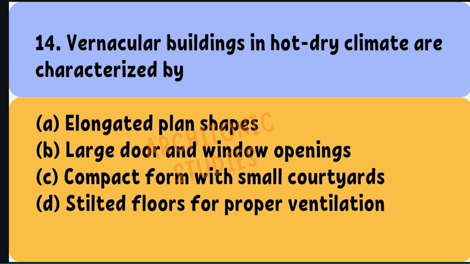Next, vernacular buildings in hot dry climate are characterized by: elongated plan shape, large door and window openings, compact form with small courtyard, stilt floors for proper ventilation. And the answer is the C, compact form with small courtyard.